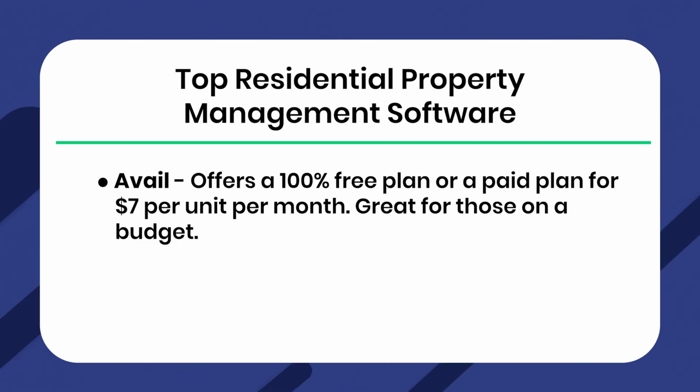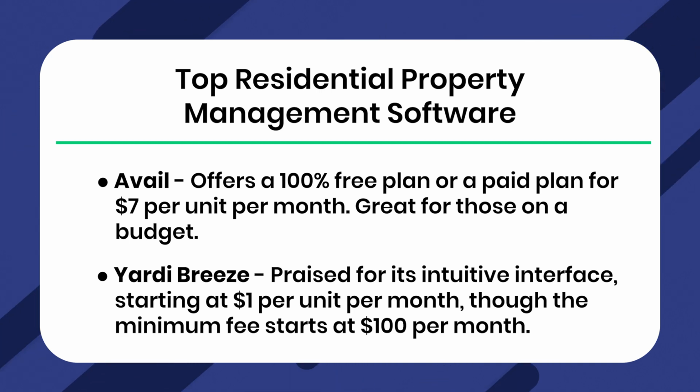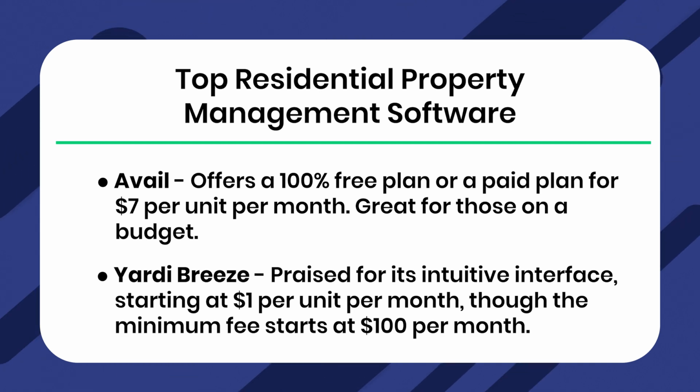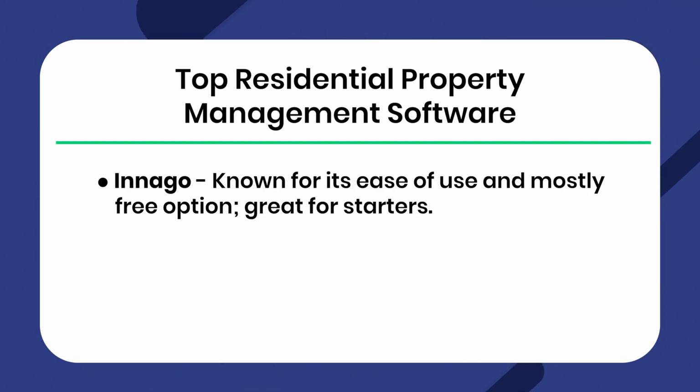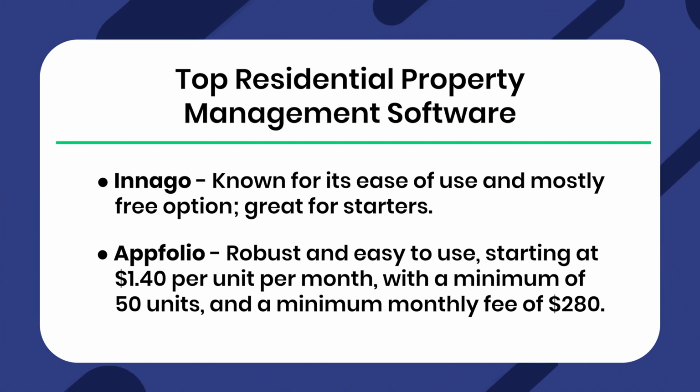Avail offers a 100% free plan or a paid plan for $7 per unit per month. Great for those on a budget. Yardi Breeze. It's praised for its intuitive interface, starting at $1 per unit per month, though the minimum fee starts at $100 per month. Innago, known for its ease of use and mostly free option. Great for starters. AppFolio. Robust and easy to use, starting at $1.40 per unit per month with a minimum of 50 units and a minimum monthly fee of $280.